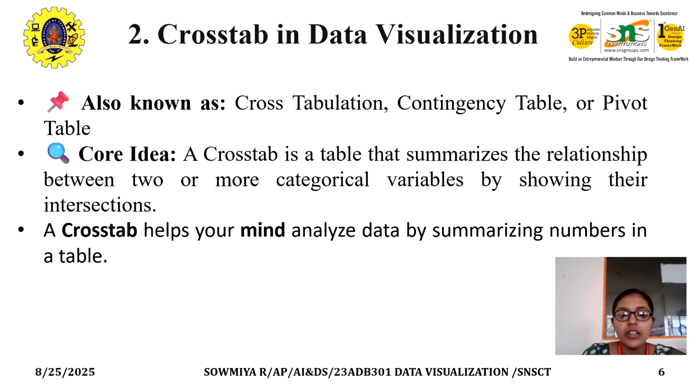Next, let's see what a crosstab is. Transition from visuals to table view. Now let's shift gears. A crosstab, short for cross tabulation, is a table that summarizes how two or more categorical variables are related. It's like a mark sheet summary. Rows are departments, columns are pass or fail, and cells show student counts. Crosstabs help your mind analyze. They deal with numbers, not the patterns.